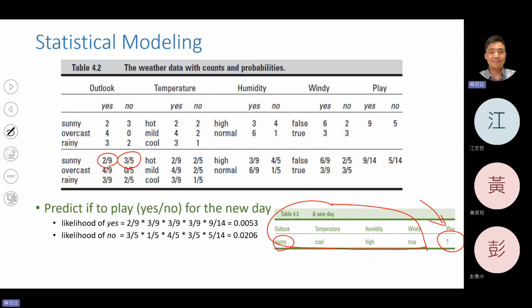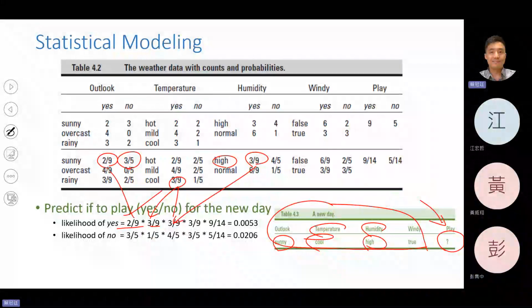First we select Outlook is sunny. For sunny, the yes probability is 2/9, multiplied by the second probability, humidity high, which is 3/9. And then temperature cool is 3/9. We multiply the likelihoods of yes together for all the features, including windy true. Finally you can calculate the likelihood of being yes.